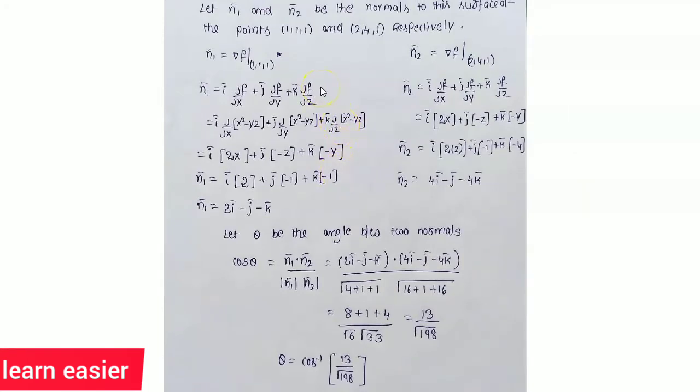Let's recap what we have done. We find n1 bar and n2 bar. n1 bar is del f at the point 1 comma 1 comma 1, and n2 bar is del f at the point 2 comma 4 comma 1, and we take the angle between the two normal vectors. So cos theta is equal to n1 dot n2 by mod n1 bar into mod n2 bar. So finally we get the angle theta is equal to cos inverse 13 by root of 198.